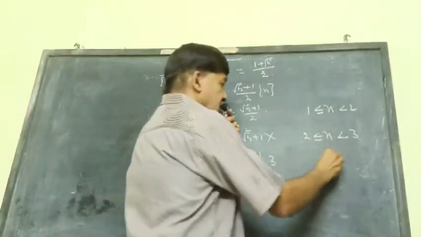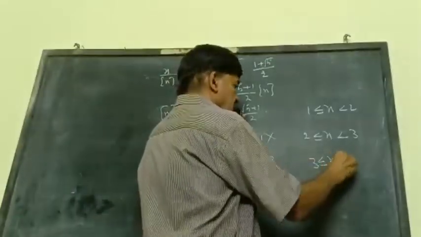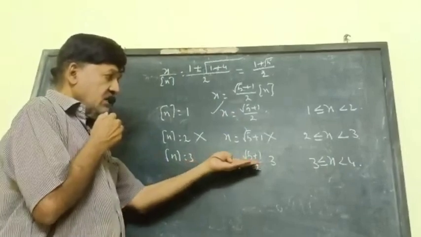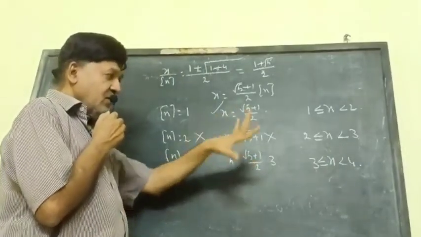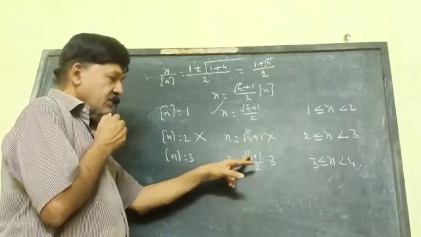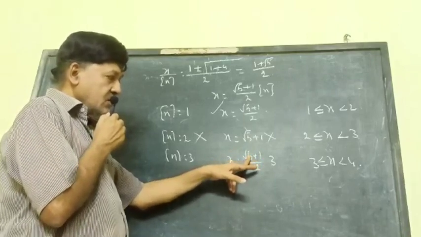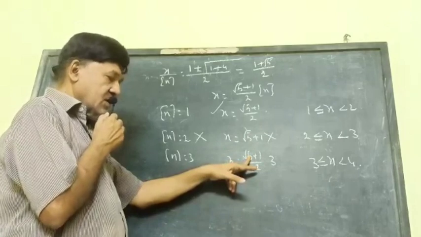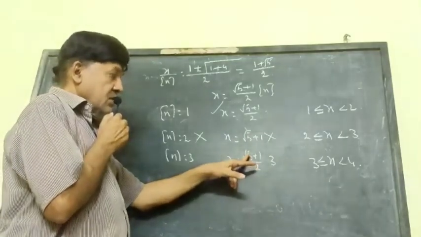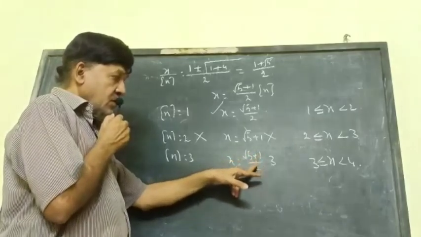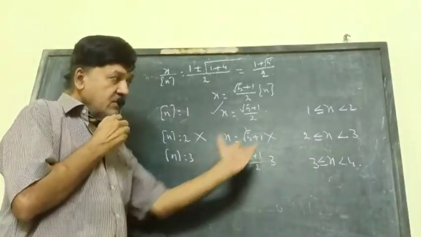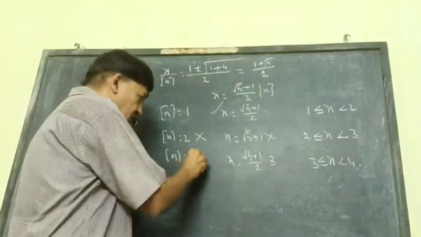See, step x is 3, so the x value should lie between what? 3 and 4. But this value is how much? More than 4. This value will be more than 4, because approximately 2.3, or you can consider 2.2, okay. Then you are going to get how much? 3.2 by 2 is 1.6. 1.6 into 3 is what? 4.8. So more than 4. So this is also ruled out.